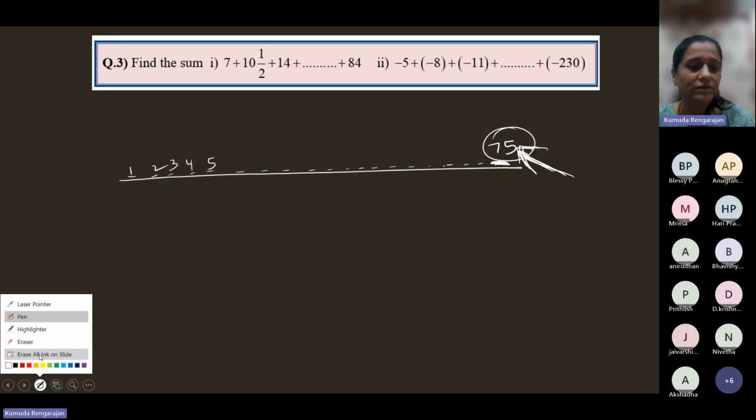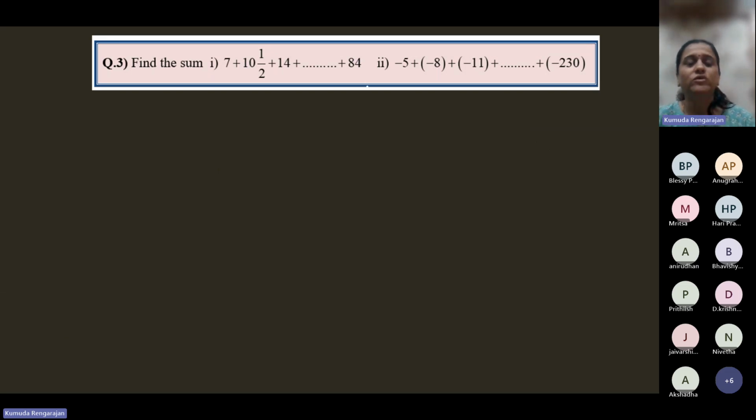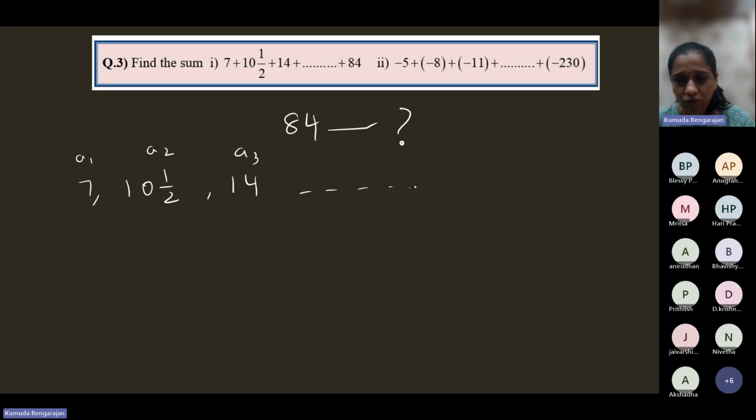Similarly, in this arithmetic progression, you just have to go up to the last term, 84. Ask 84 its position. See, 7 is the first term. 10 and a half is the second term. 14 is the third term. Similarly, 84 is a term of this arithmetic progression. You ask 84 its position.